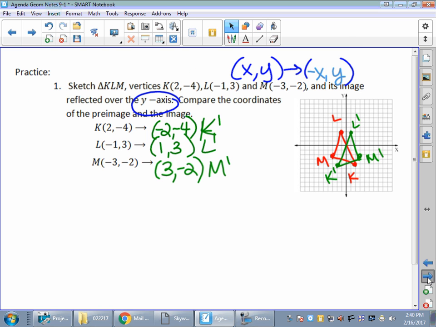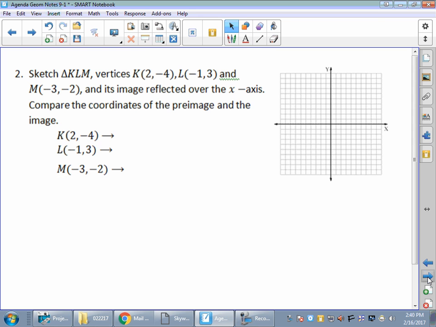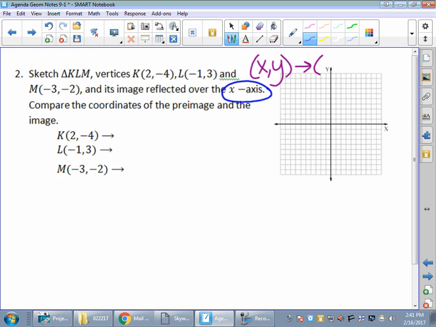All right. This next one, I don't think we need to talk too much about it, but it does say that we're going to reflect over the x-axis. So the rule is reflect over the x-axis, change the y. So I'm just going to change my ordered pairs, only the sign on the y value. I think we're okay with not doing that. If you want to, we can.